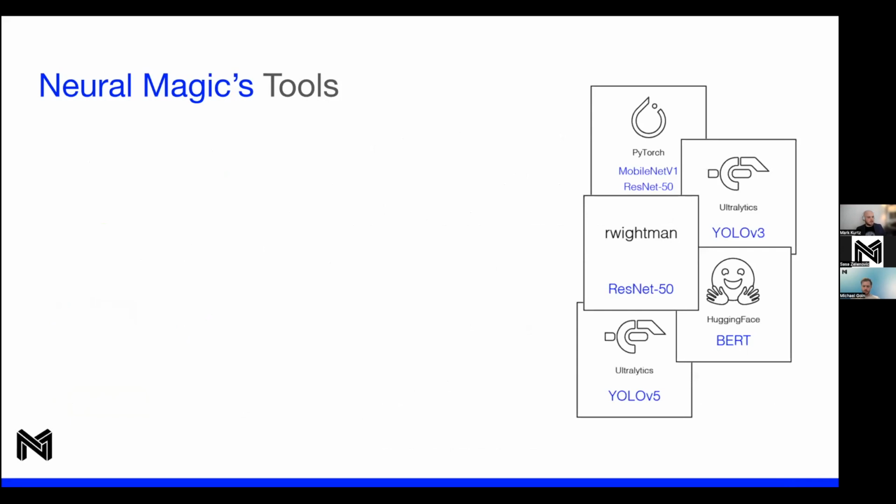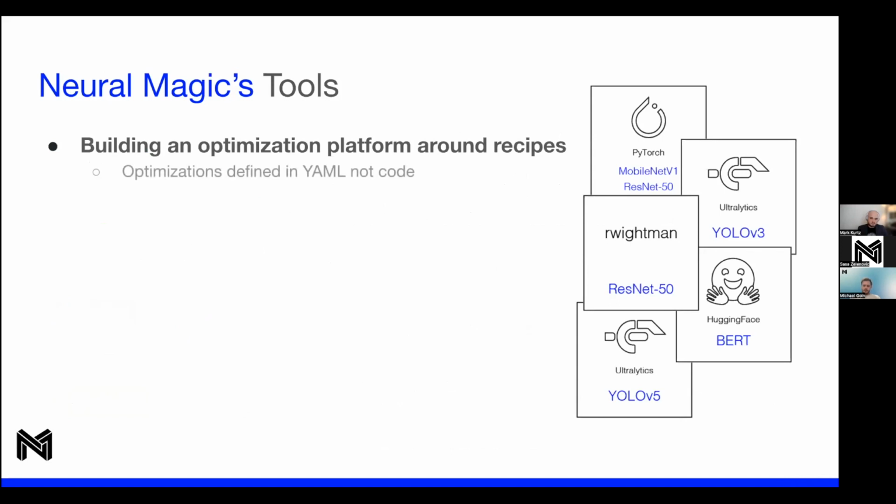So let's walk through Neural Magic tools now. Generally what we're doing is building an optimization platform around recipes. And recipes are defined in YAML. Meaning that we have all of our optimizations, whether it's pruning or quantization, and this is what we'll be going through for the workshop, all defined in YAML and not code.